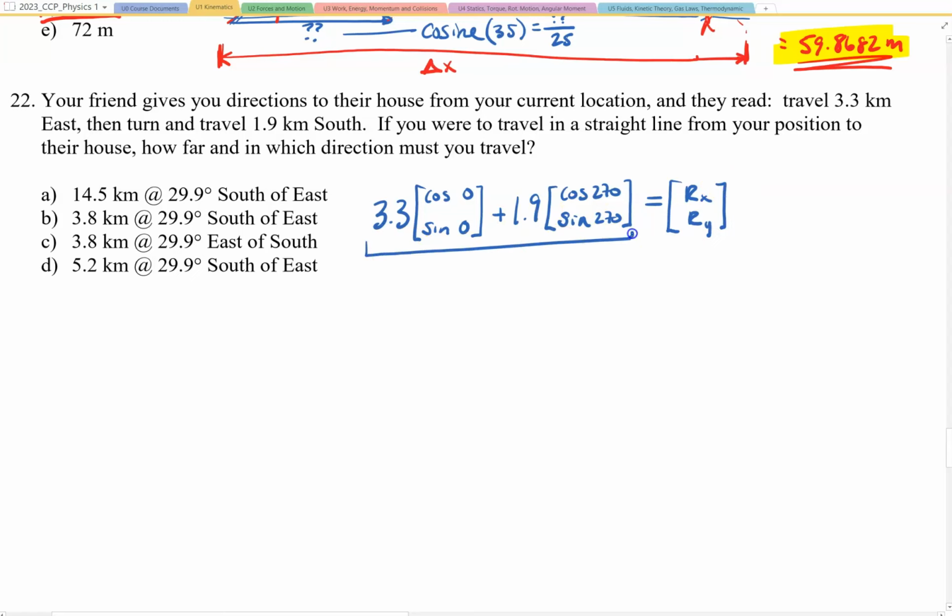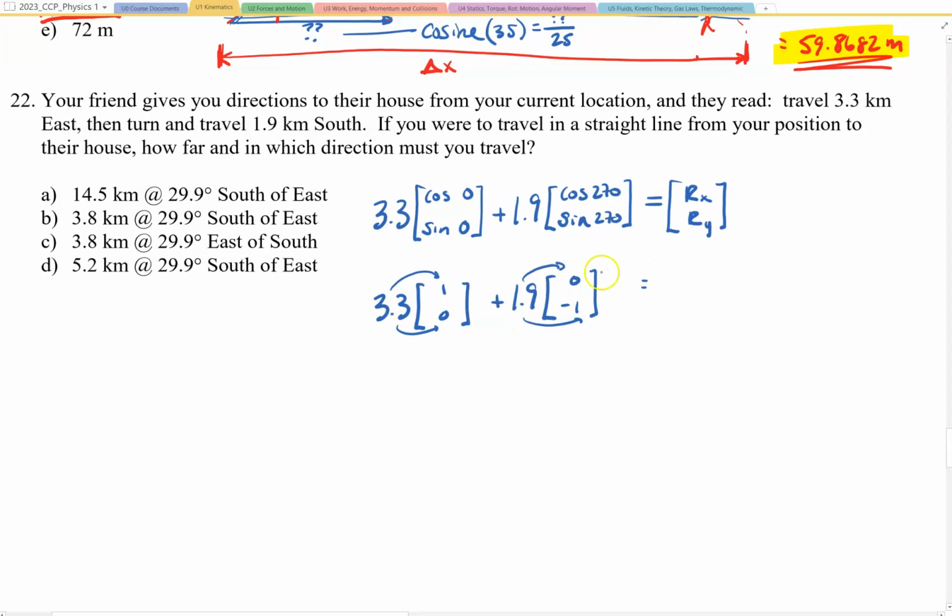Now we could reach for a calculator and evaluate this expression, but let's not forget our unit circle. Cosine of 0 degrees is 1, and sine of 0 degrees is 0. And cosine of 270 degrees is 0, while sine of 270 degrees is -1. So now these matrices that we've established, they kind of act like grouping symbols, and we could distribute this scalar into both components of the matrix.